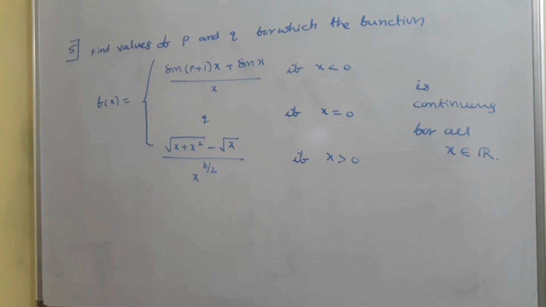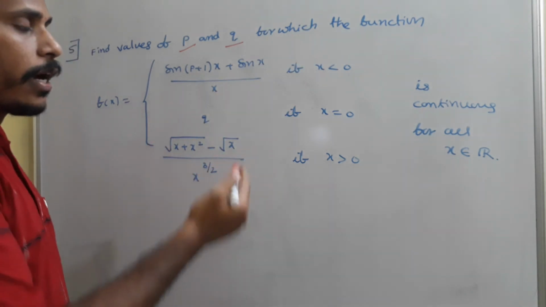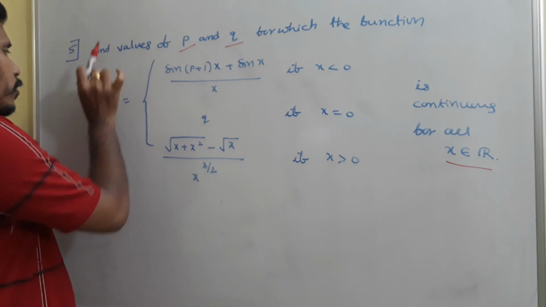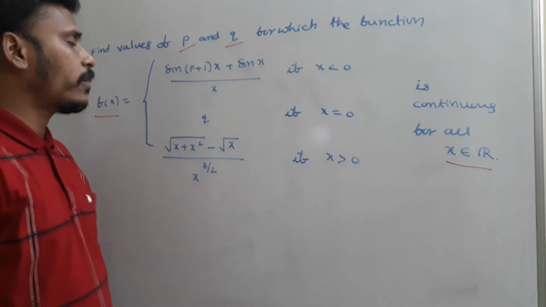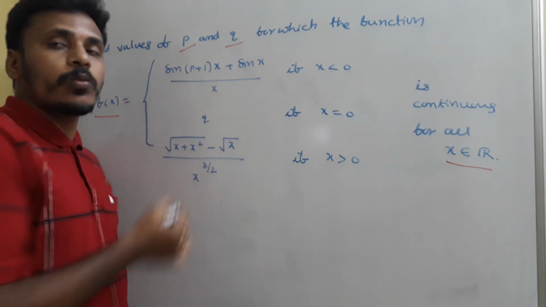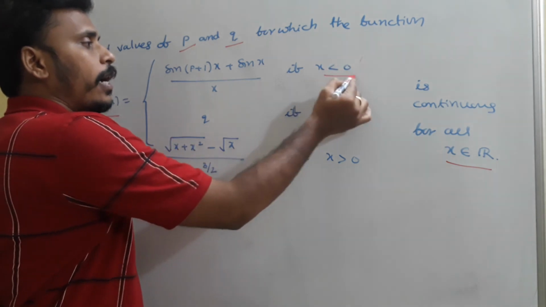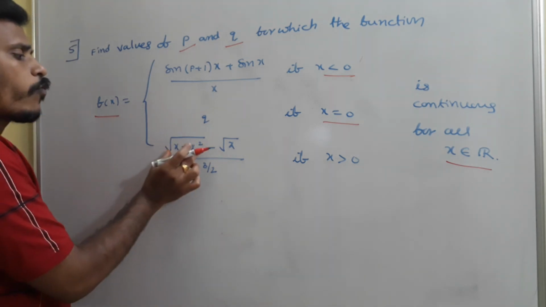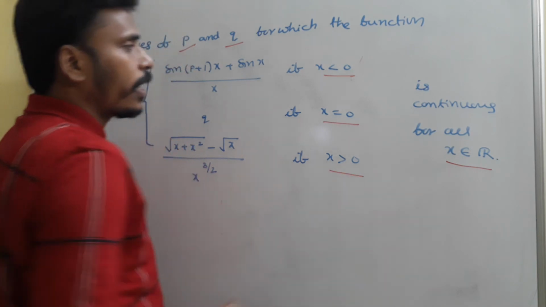So next problem. Find values of p and q for which the function is continuous for all x belongs to R, and this is the definition of the function. That particular function is defined such that it is sine of (p plus 1)x plus sin x by x if x less than 0, and q if x is equal to 0, and root of x plus x square minus root x by x power 3 by 2 if x greater than 0.